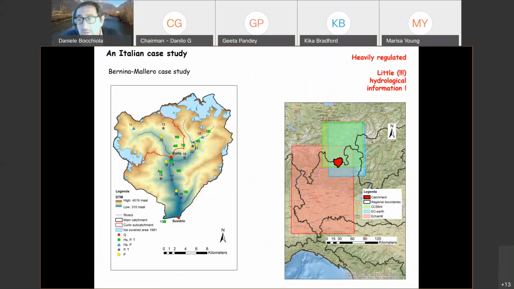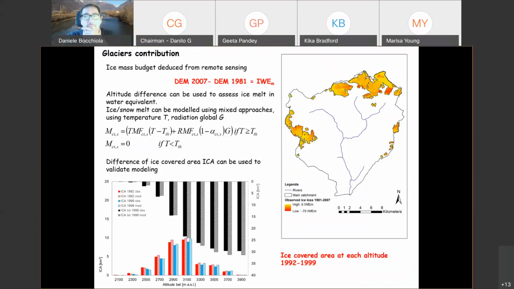Here it's also an Italian case, which is called Malero River. It's in the northern part of Italy, and there are a lot of glaciers within the catchment from the Bernina and Disgrazia group. And here you can see these glaciers mapped. Again, here we made some field activities, some modeling, etc.